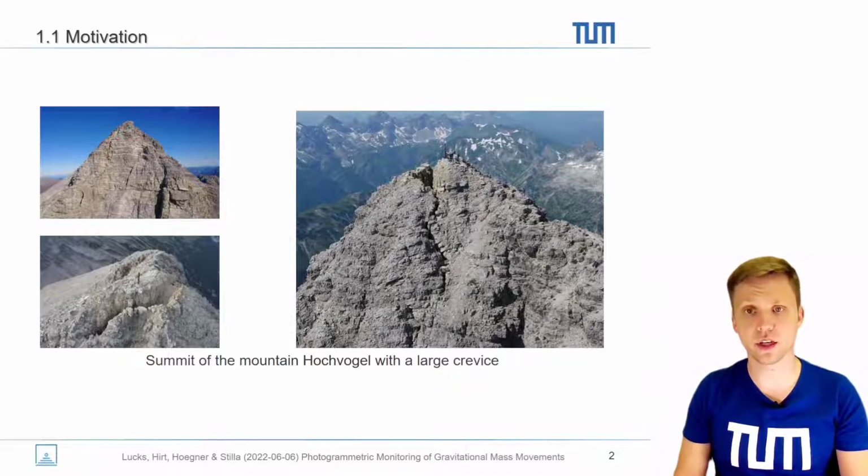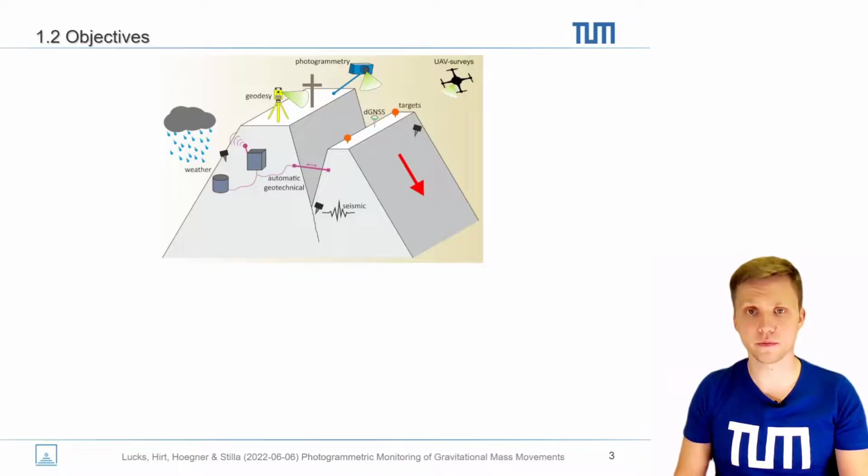A famous example of a current slope failure is the mountain Hochvogel, which you can see in these pictures. The mountain is located in the Alps on the border between Austria and Germany. The summit is characterized by a big crevasse which divides the summit into a stable and an unstable part. The unstable part is in danger of collapse, and there is the risk that it will fall into the valley.